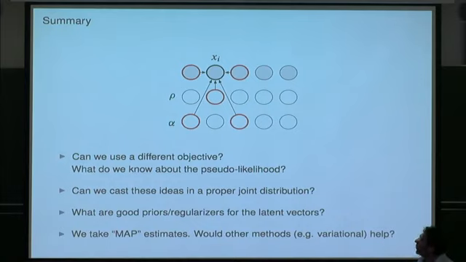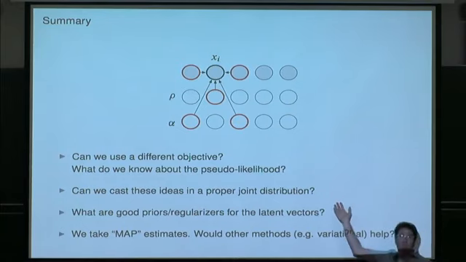So, can we use a different objective? What do we know about this pseudo-likelihood? Can we cast these ideas in a proper joint distribution? This is the most non-Bayesian thing I've ever done, and it's upsetting. So, I would want there to be a joint distribution at play. I was hoping that we'd have these conditionally defined joint distributions, but we don't.